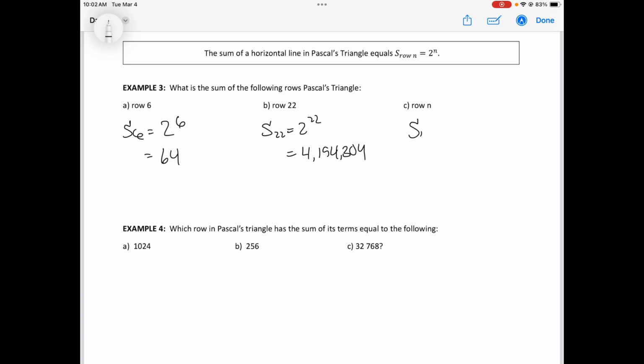And then simply in general, the sum of row n is just going to be 2 to the n. So again, that's a general formula. You can just sub in any row number for the n.